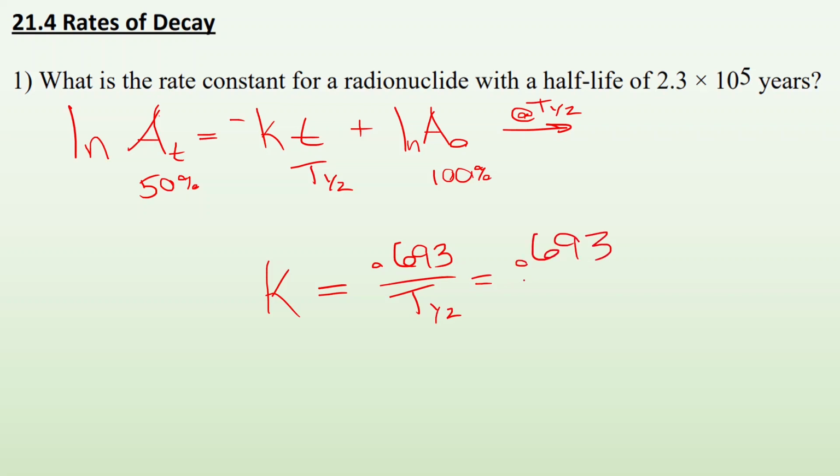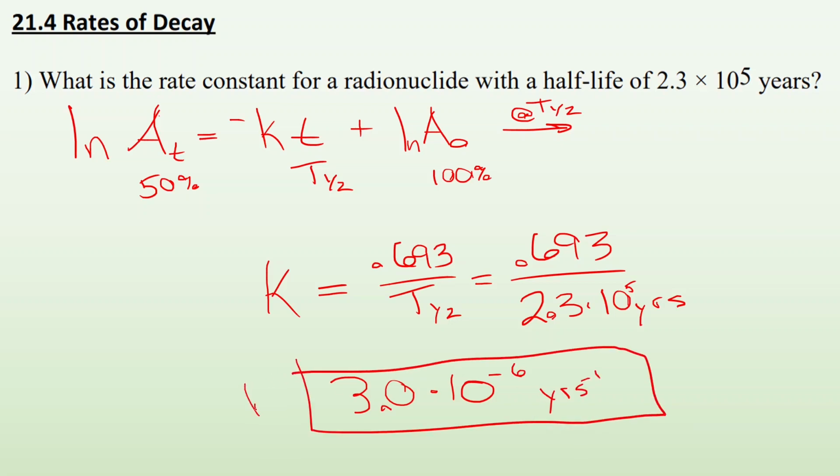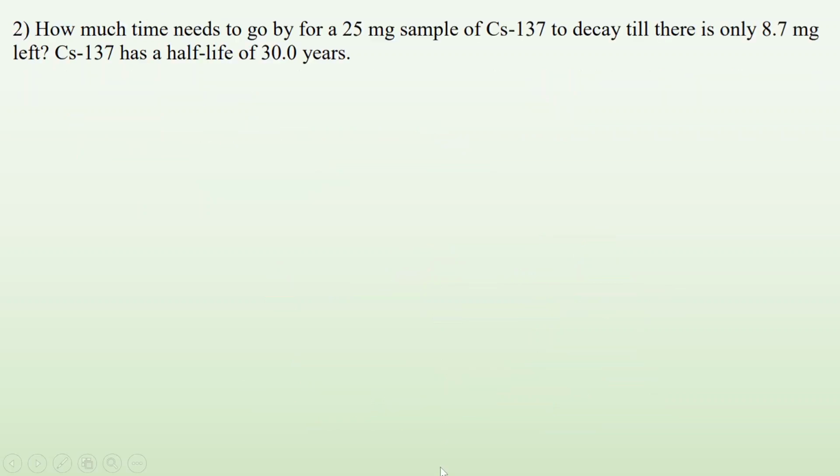0.693 divided by 2.3 times 10 to the 5th years. And when you plug and chug that, you end up with 3.0 times 10 to the minus 6 years to the minus 1 as the unit. So this would be my rate constant K for something that has a half-life of 2.3 times 10 to the 5th years.